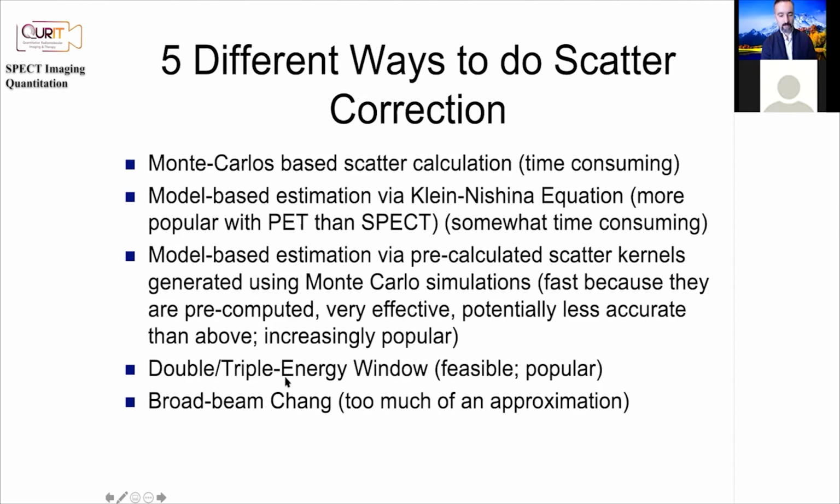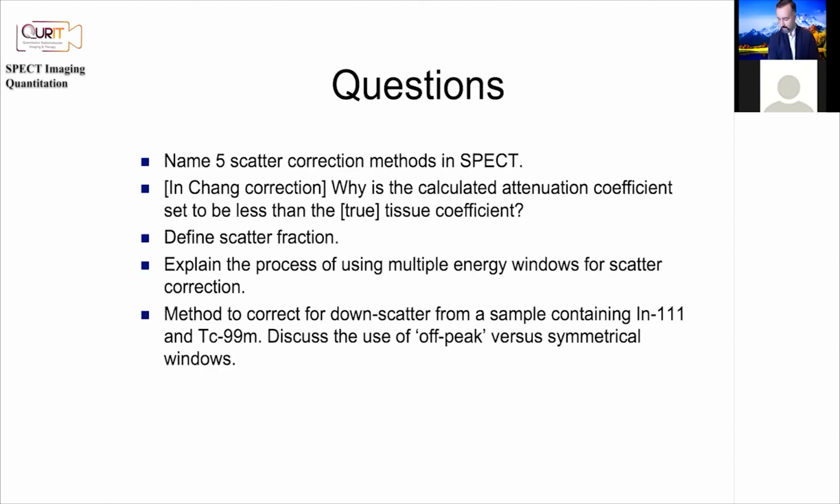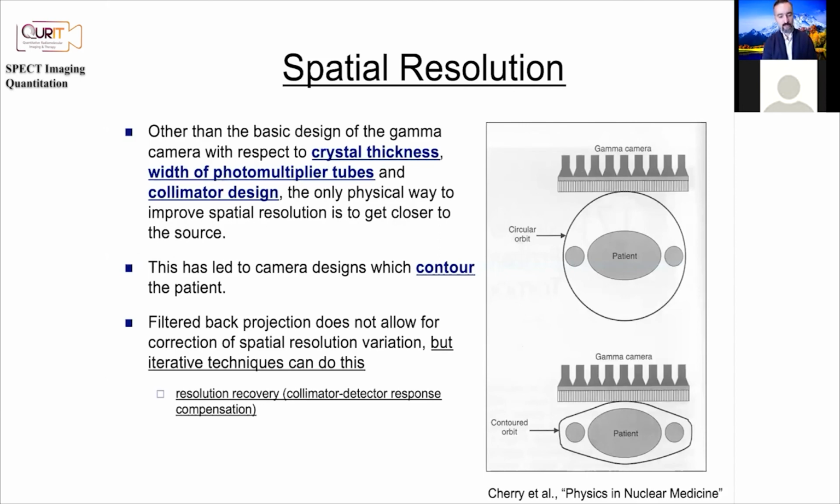I talked about the double or triple energy window method, and also the, I would say, least ideal one, the broad beam Chang method. And here are some questions. Because we're in the interest of time, we're just going to wrap up here. I already showed you this figure.